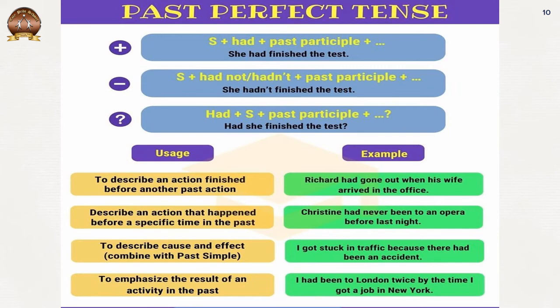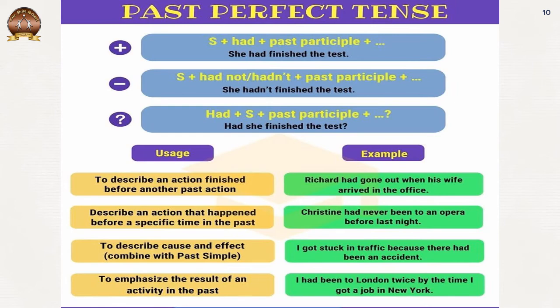So here you see, Richard had gone out when his wife arrived in the office. To describe an action finished before another past action. The other past action is his wife arrived, so he had already gone out. Then describe an action that happened before a specific time. Before last night is the specific time.